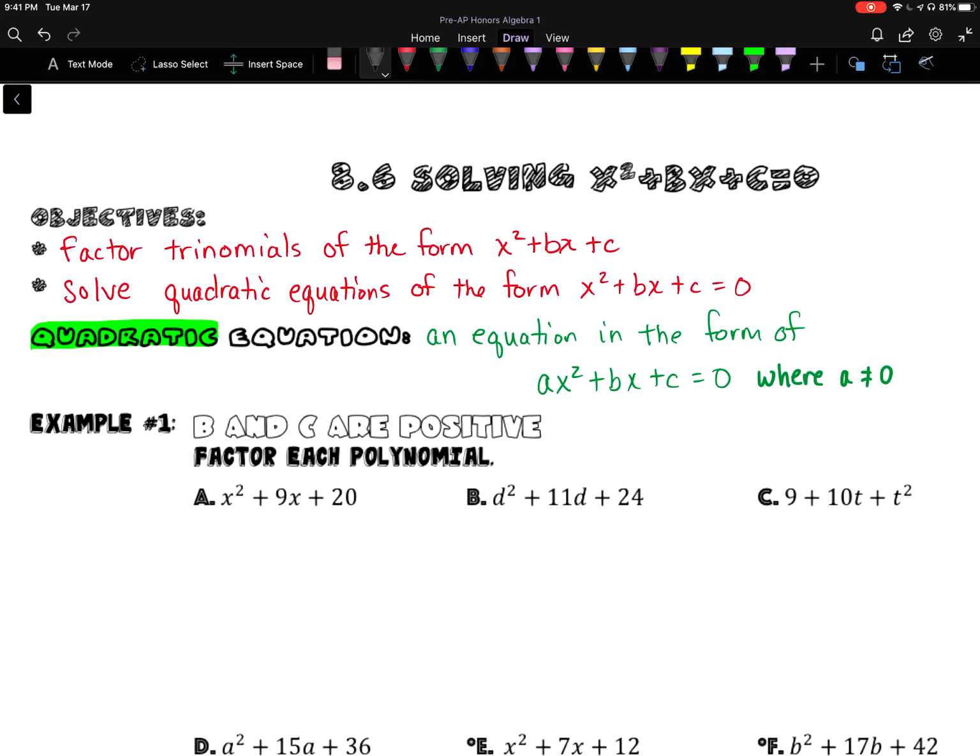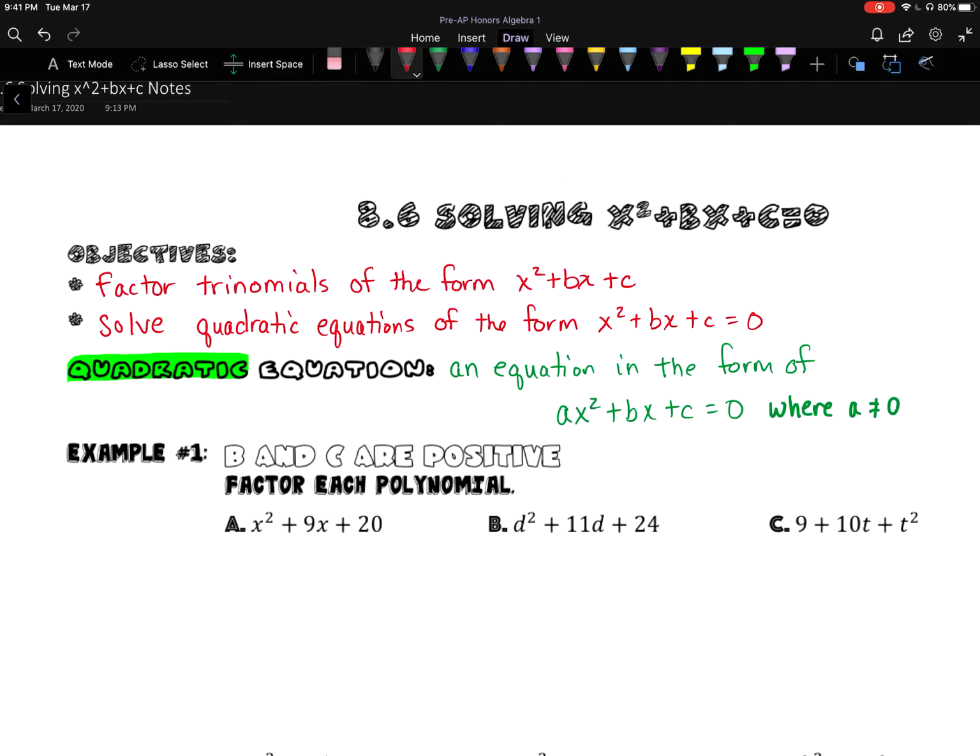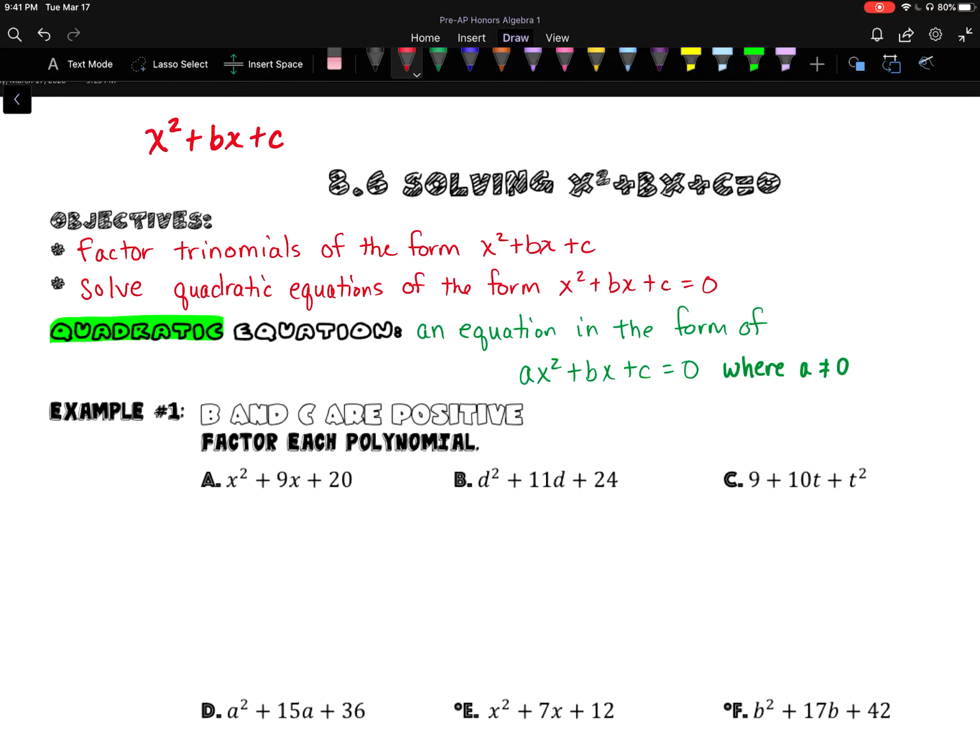I know that it says that today the lesson topic is solving x squared plus bx plus c equals 0. We're actually going to focus on the solving a little bit later on. Today we're just going to work on the factoring portion. So the factoring will be of trinomials of the form x squared plus bx plus c. Of the two objectives, we're just going to focus on the first one, and that first objective is factor trinomials of the form x squared plus bx plus c.